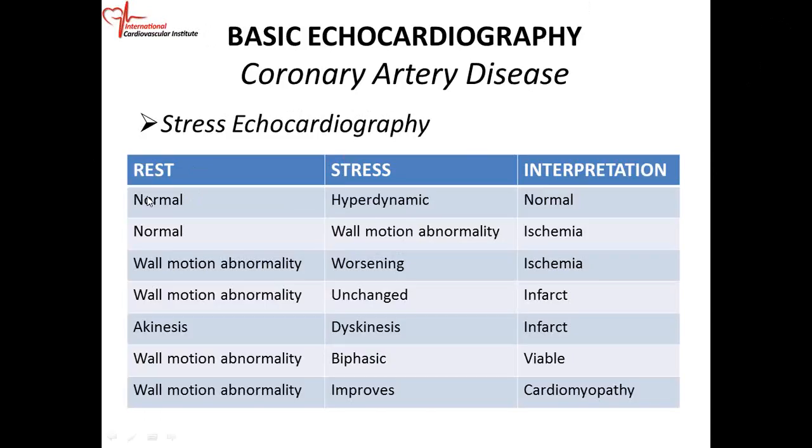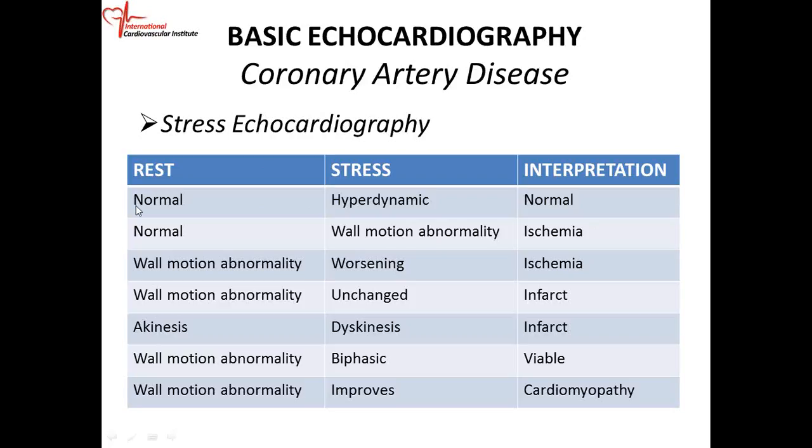Okay, say this ejection fraction was 55% at rest, no wall motion abnormality. You exercise the patient now. The ejection fraction is 70-75%. All the walls are moving very well, thickening very well. This is normal. This is what a normal person should do.